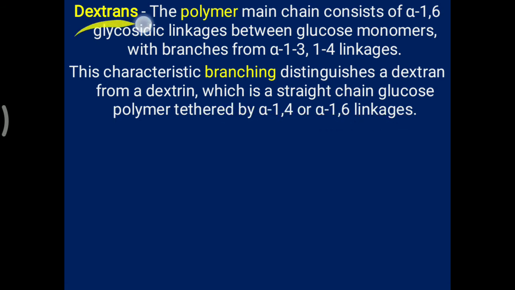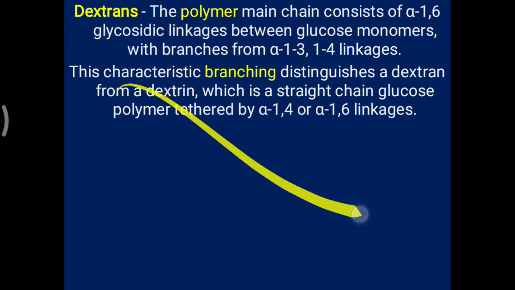So you have to remember dextran: it is a straight chain made with alpha 1,6 linkage of the glucose monomer, while branching is at the 1,3 linkage. That is what makes the difference between dextrin and dextran.